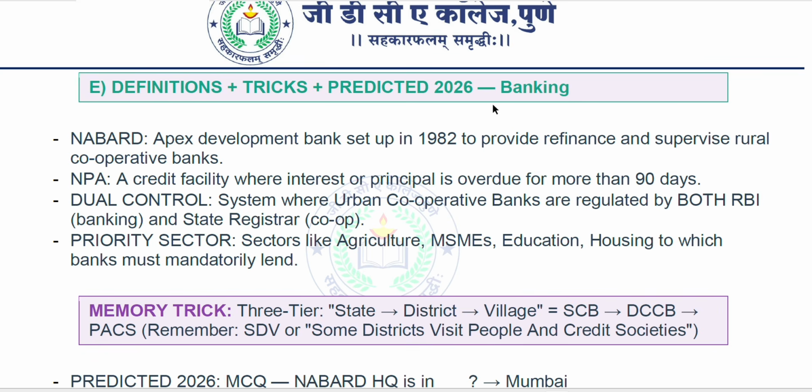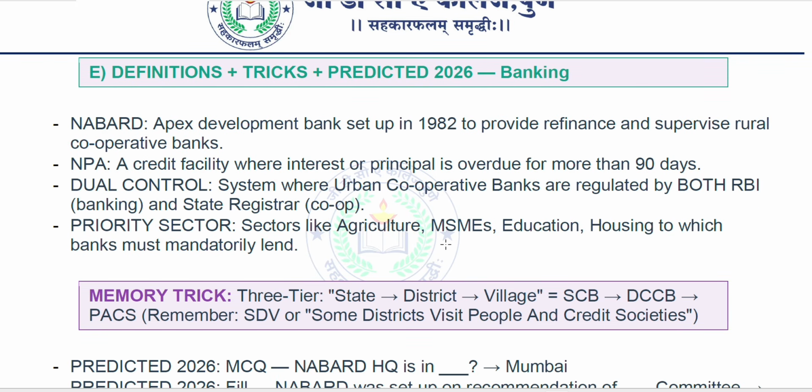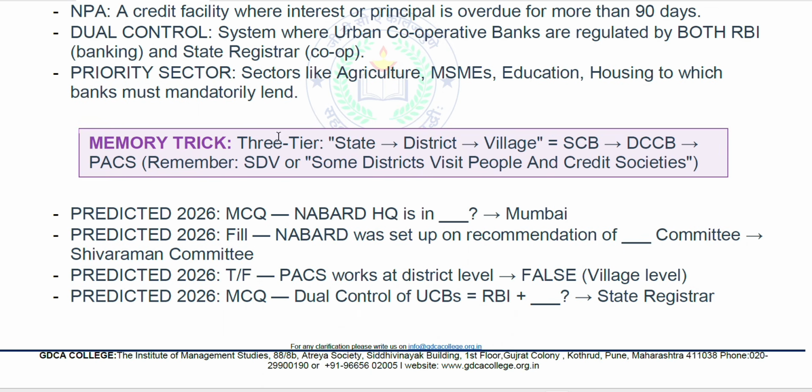Definitions, tricks, and predicted 2026 questions for the banking subject. NABARD is the apex development bank set up in 1982 to provide refinance and supervise rural cooperative banks. NPA is a credit facility where interest or principal is overdue for more than 90 days. Dual control system: urban cooperative banks are regulated by both the RBI banking department and the state registrar of cooperatives. Priority sectors like agriculture, MSME, education, housing, to which banks must mandatorily lend. Memory trick for the three tiers: state, district, village, SCB, DCCB, PACS. Remember SDV as well.